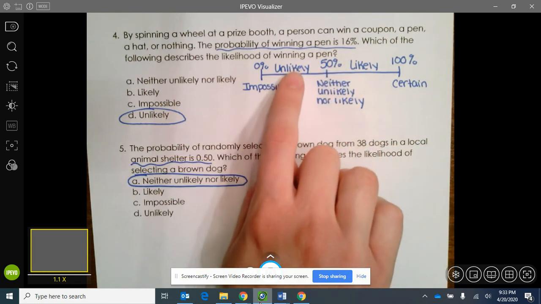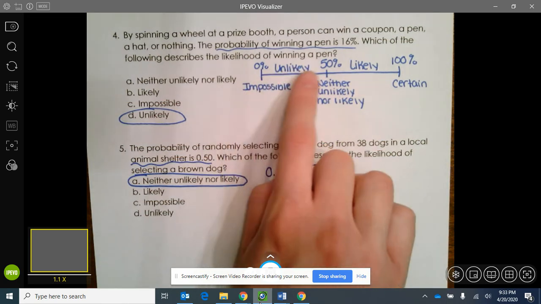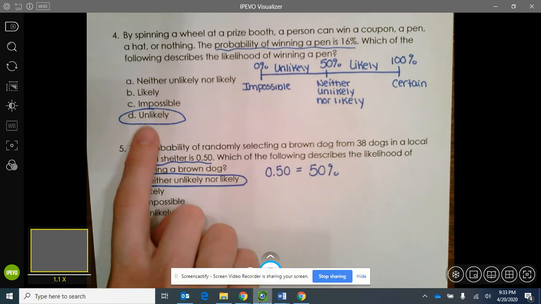So for our question here, the probability of winning a pen is 16%. 16% is going to fall right here between 0% and 50%. Could it happen? Sure, so it's not impossible. But is it going to? Probably not, so we would call this unlikely. So you should have gotten unlikely for number 4.